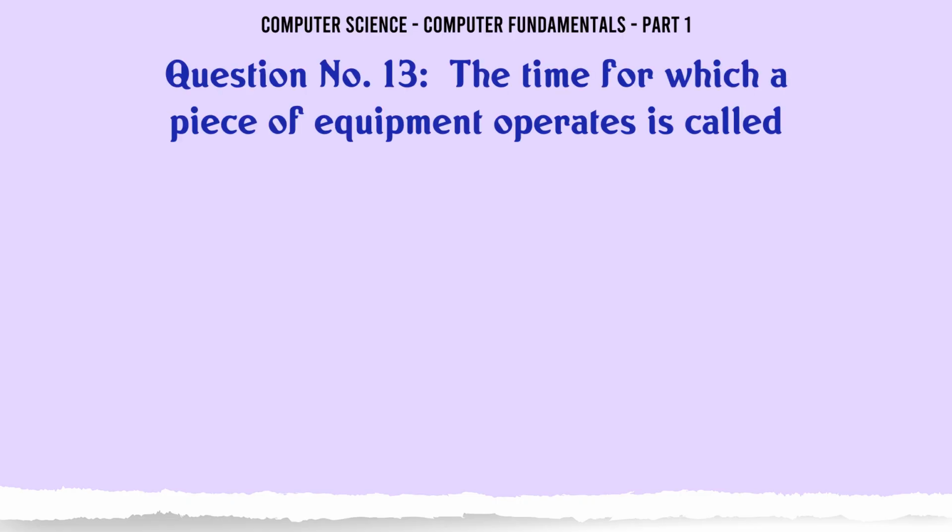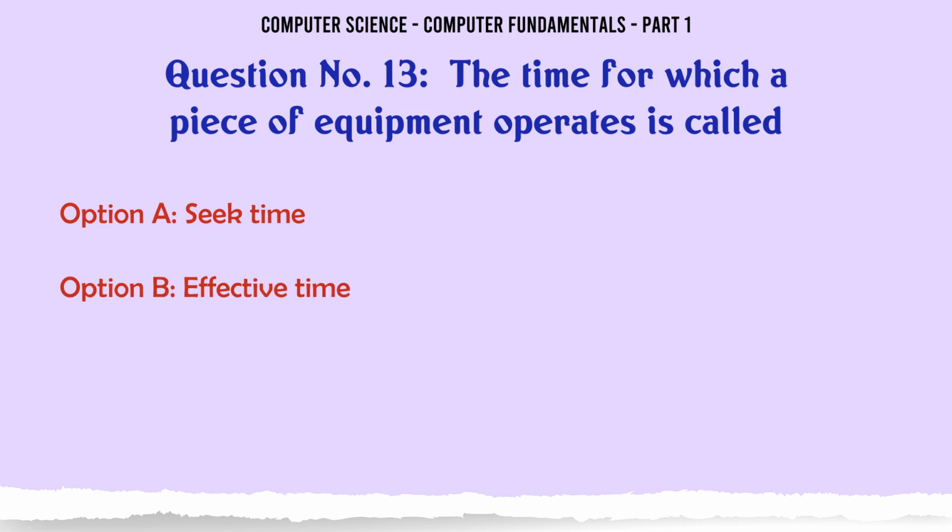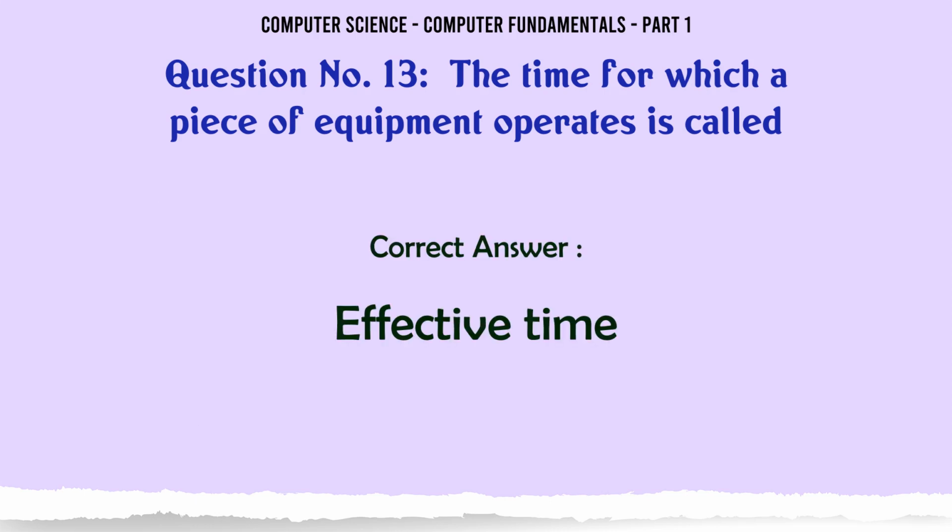The time for which a piece of equipment operates is called A. Seek time, B. Effective time, C. Access time, D. Real time. The correct answer is effective time.